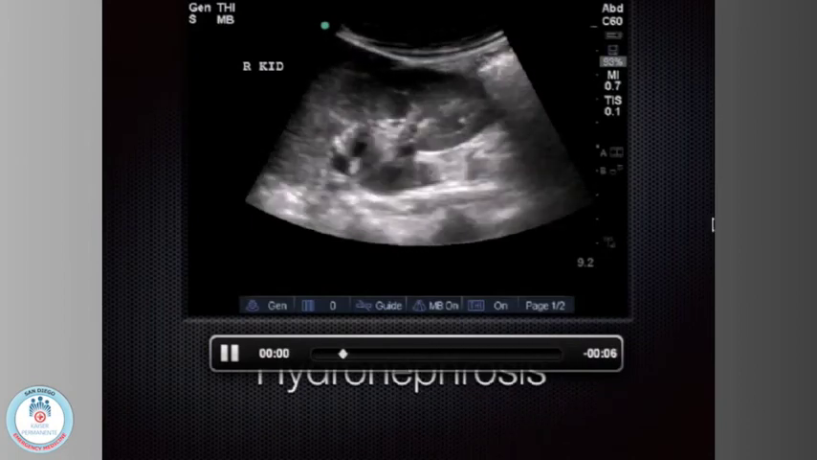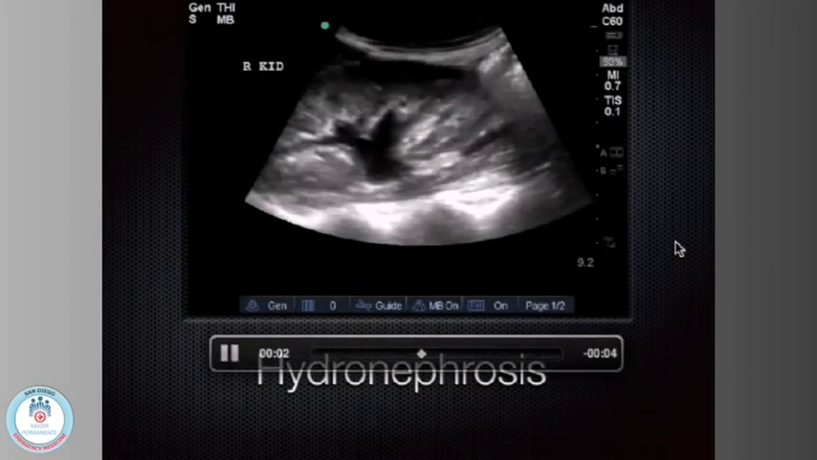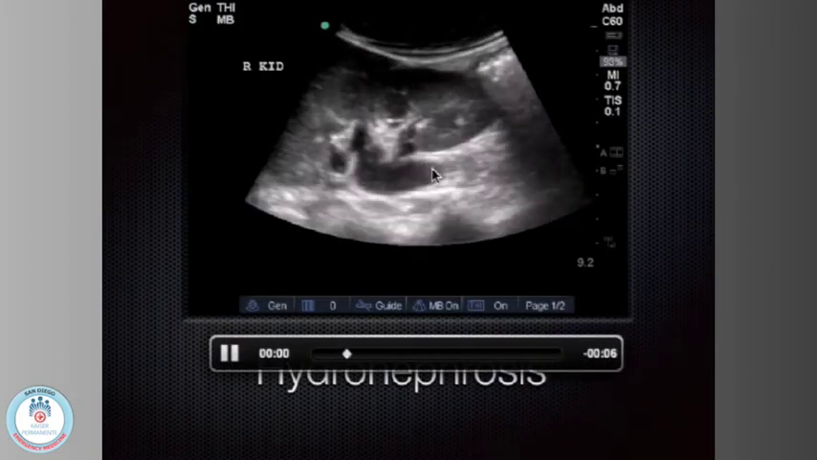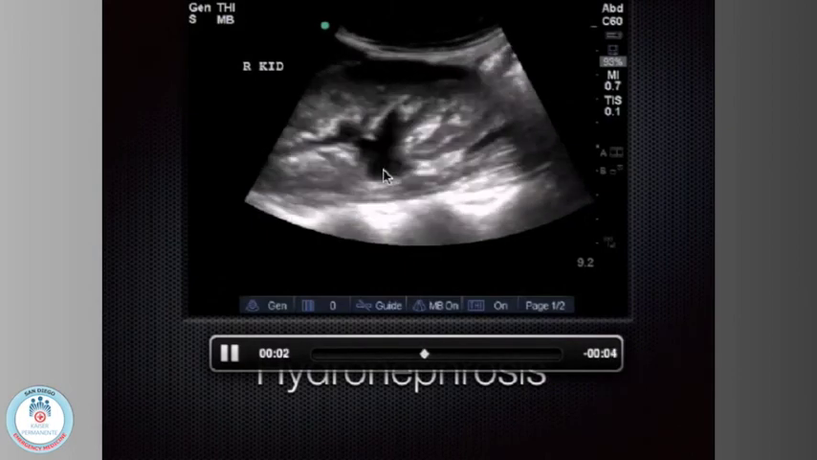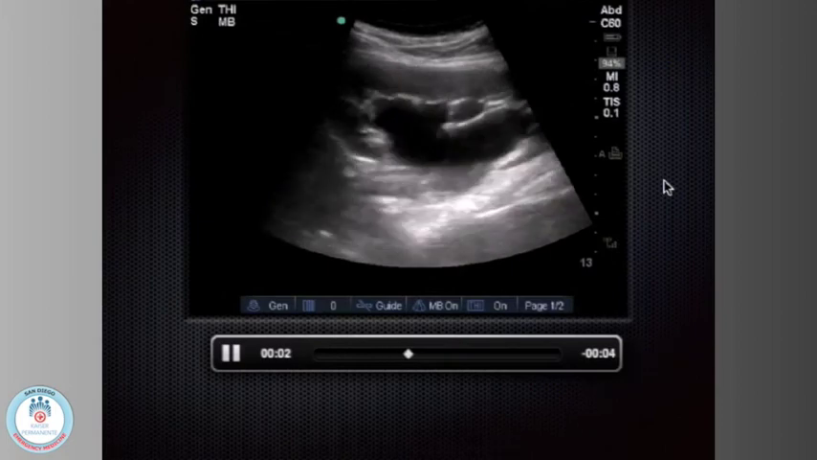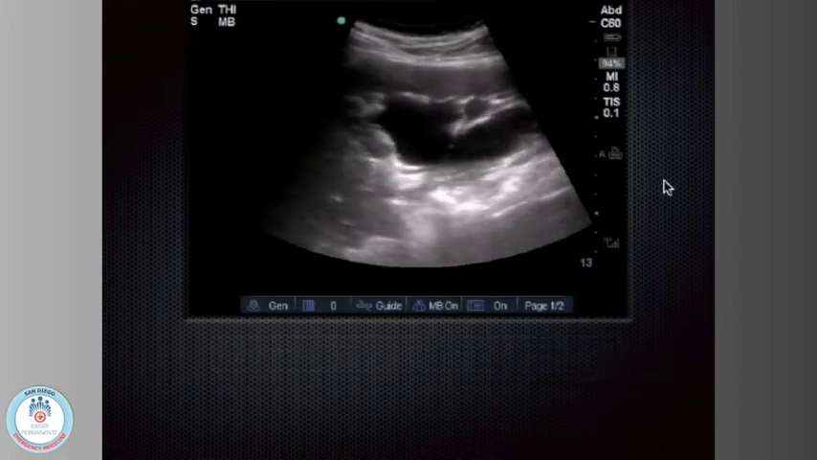That patient's got some degree of hydro, probably mild to moderate. There's a little bit of hydroureter too. You can see how the ureter exits out the bottom there. So what's going on here?